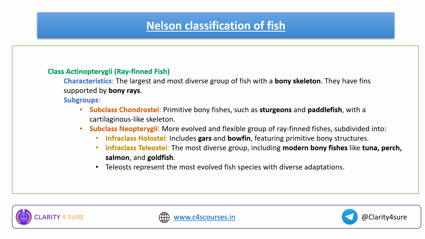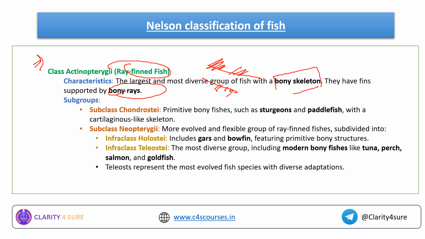Now coming to the most important class, the major class here, the reintroduced class here is Osteichthyes, that is the bony fishes. Here again, that is divided into Actinopterygii and Sarcopterygii. This Actinopterygii is a ray-finned fish. Okay, this is the most diverse group of fish with a bony skeleton. They have fins supported by bony rays. Okay, like this, the bony rays in its body.